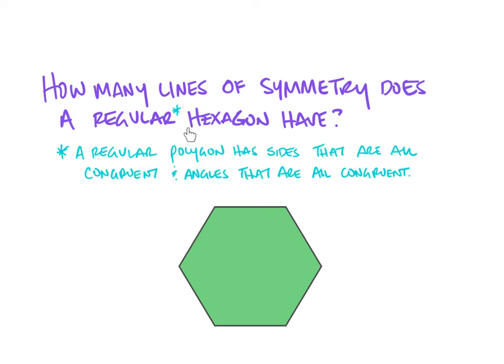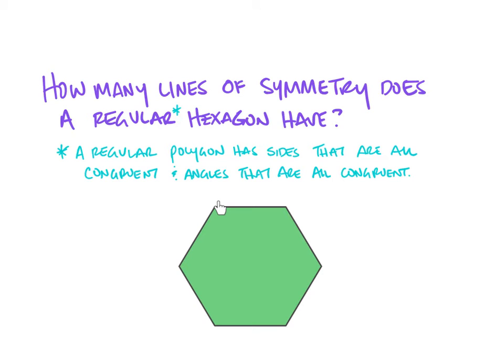So here we have a question that asks, how many lines of symmetry does a regular hexagon have? And a regular polygon, like a regular hexagon or a regular pentagon, means that all the sides are congruent and all the angles are congruent. So this is a regular hexagon because all of these sides are going to be the same length, and all these angles inside my hexagon are going to be the same measure.